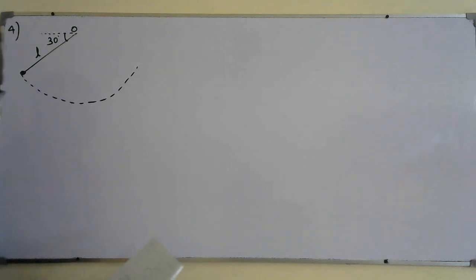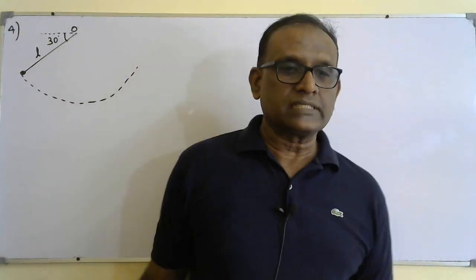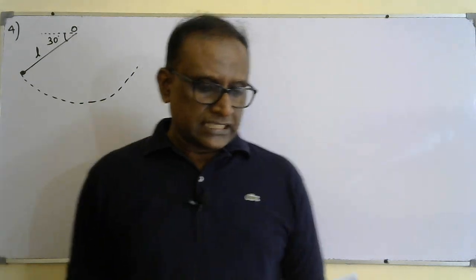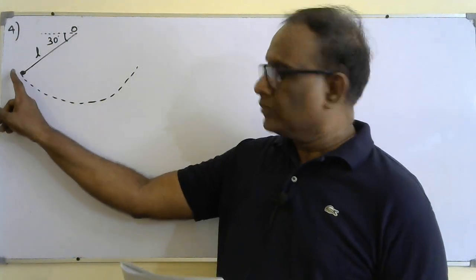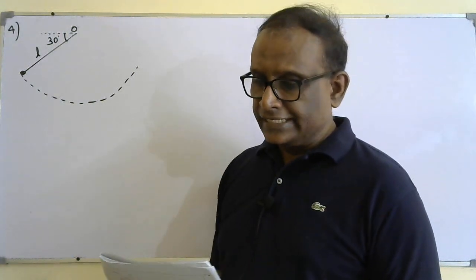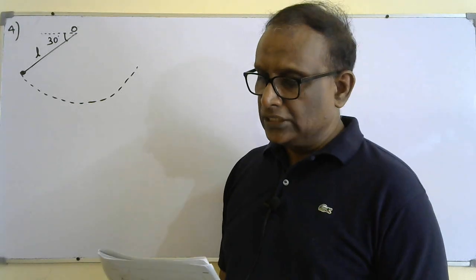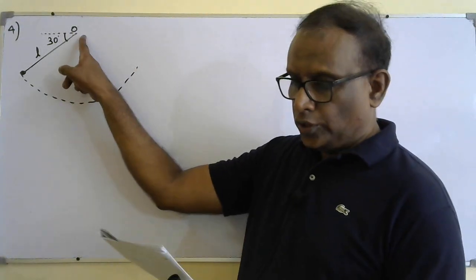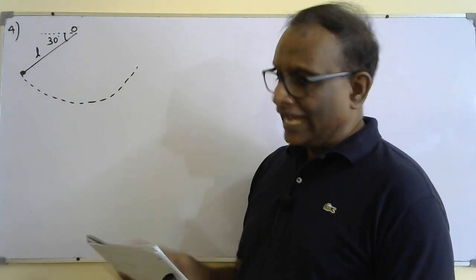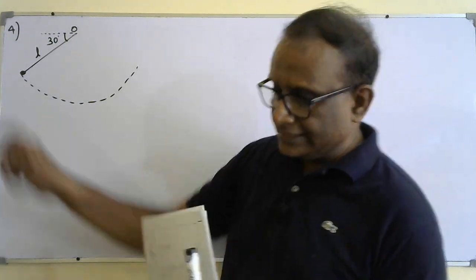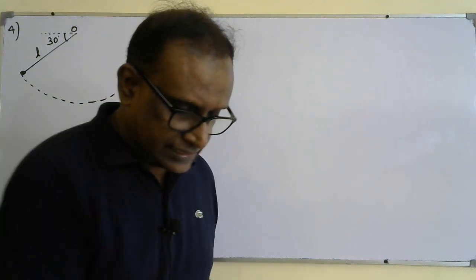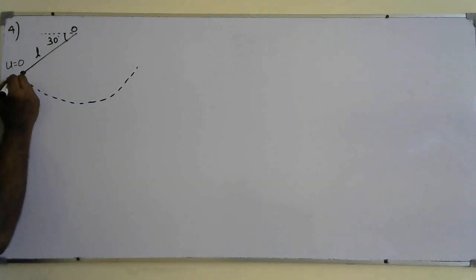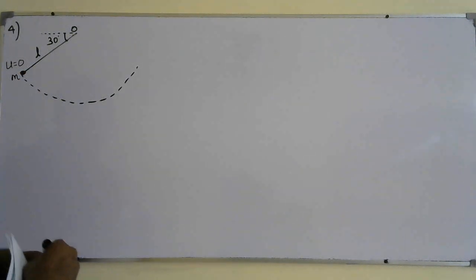Okay, question number 4. It's circular motion. This diagram is given. It's a vertical circular motion. A circus performer of mass M is attached to one end of a cable of length L. The other end of the cable is attached to point O. Initially, she is held at rest. So, she is at rest at this point. We can mark those things. She is at rest here, u equals 0. The mass is M. She is at rest at that position.